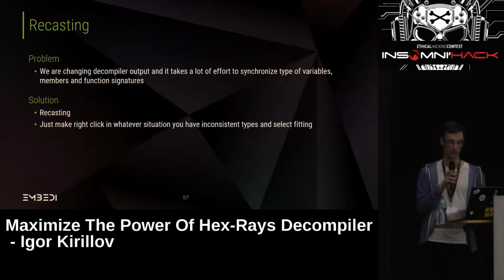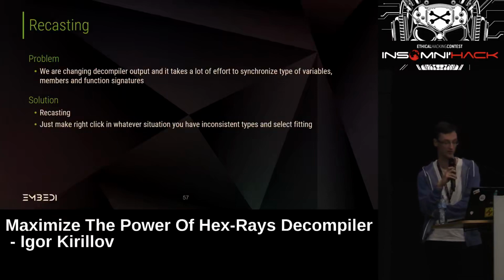That's almost all about reconstructing. Later, there will be a little more information about object-oriented code peculiarities, but now we are going to talk about another issue. As we go through the reverse engineering process, we change the decompiler output, and it takes a lot of effort to synchronize types of variables, members, and function signatures.